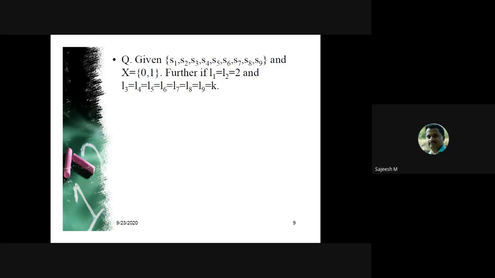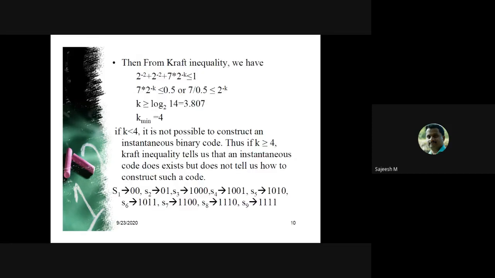I will show the solution also here. From the Kraft inequality we have 2 raised to minus 2 plus 2 raised to minus 2, given L1 and L2 equal to 2. Then there are the remaining 7 symbols whose code word length is equal to k. You will have to find that k. Plus 7 into 2 raised to minus k must be less than or equal to 1. Then 7 into 2 raised to minus k is less than or equal to 0.5.